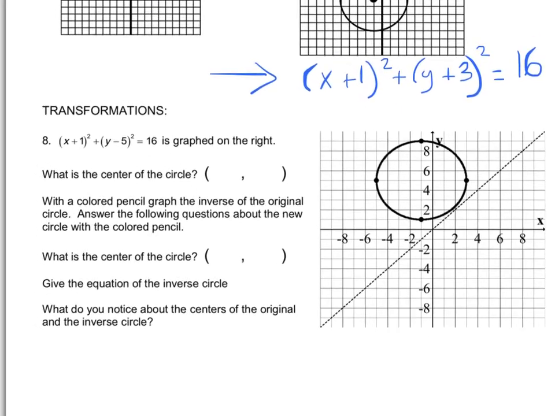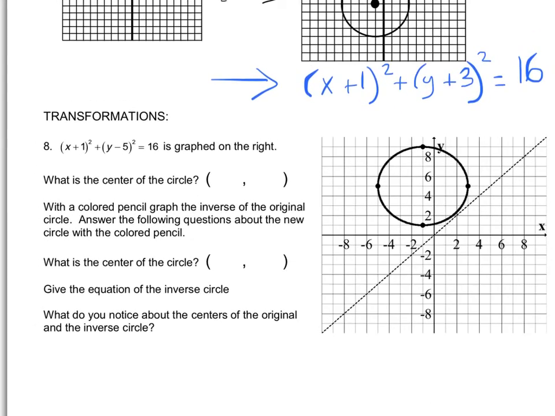Now let's move on to number 8. As you can see, x plus 1 squared plus y minus 5 squared is equal to 16 is graphed on the right. Let's see that. So -1, 5, and that's the center. Let's mark that. That's the center. And the radius is 1, 2, 3, 4. So what's the center? It's -1, 5.